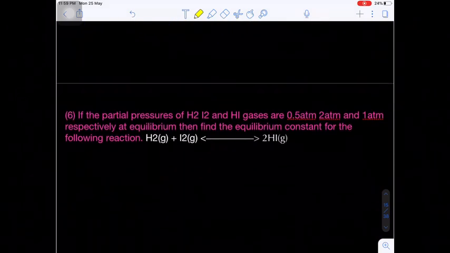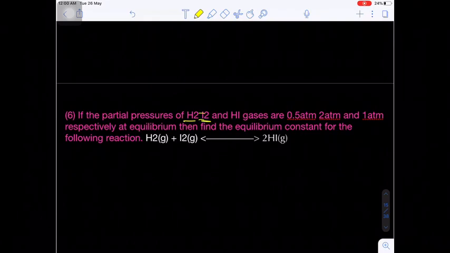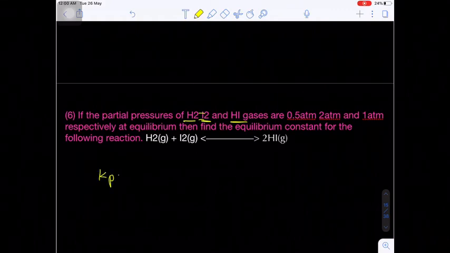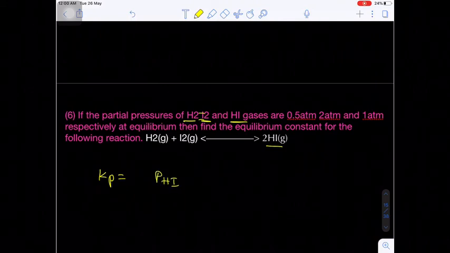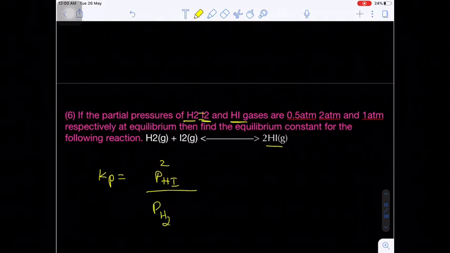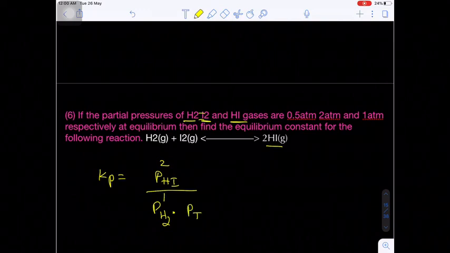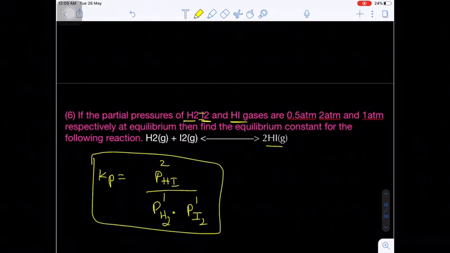Okay, now here the hydrogen and iodine and HI gases partial pressures are given. Then find the equilibrium constant. Now for Kp expression, we have to write the partial pressure of the products divided by partial pressure of the reactants. Now here only one product is there, so partial pressure of HI, the stoichiometry raised to the power, divided by, here two reactants are there, that is the partial pressure of hydrogen, stoichiometry 1, power 1, and partial pressure of iodine, stoichiometry 1, so the power raised to 1.